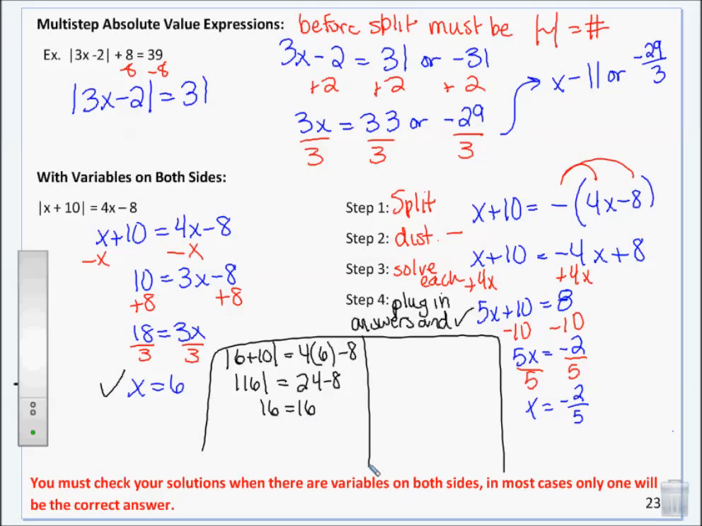If I plug in negative 2/5, I have the absolute value of negative 2/5 plus 10 is equal to 4 times negative 2/5 minus 8. Okay, negative 2/5 plus 10. 10 is 50/5. So I have 48/5 is equal to 4 times negative 2, which is negative 8/5, minus negative 40/5. So that gives me negative 48. Absolute value does not equal a negative, correct? So this one does not work. So this is my only solution.